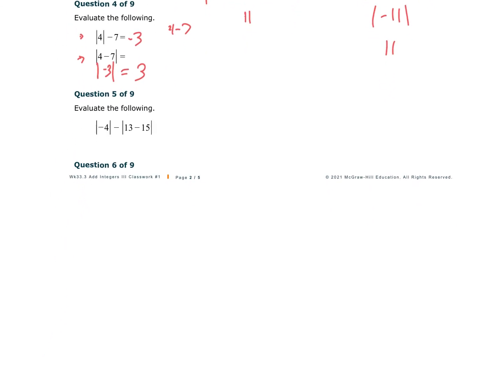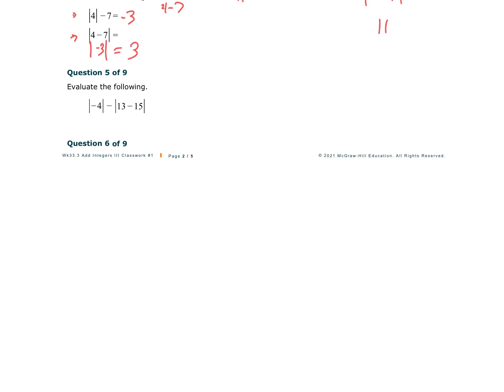Question 5. We're reading left to right, so we'll do absolute value left to right. Negative 4, the absolute value of that is 4. The absolute value of 13 minus 15. First we find 13 minus 15 is negative 2. We still have the absolute value sign. Now we get rid of that. The absolute value of negative 2 is 2. So we have 4 minus 2, 2.